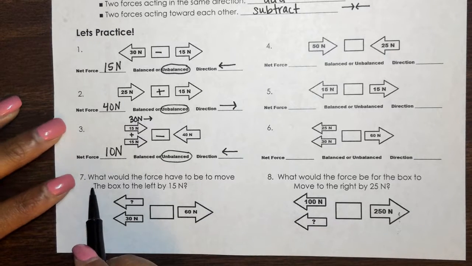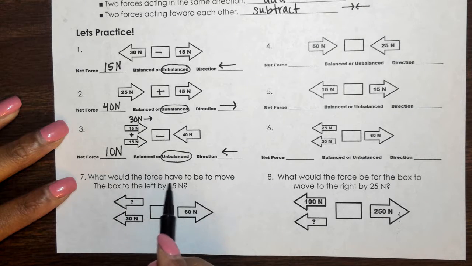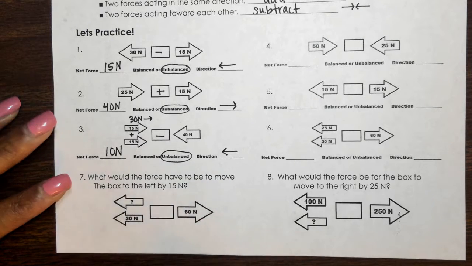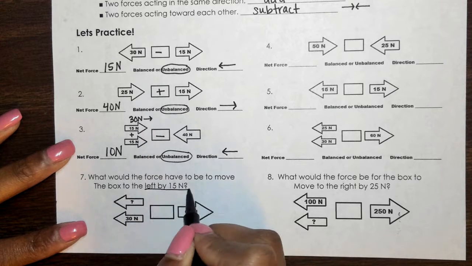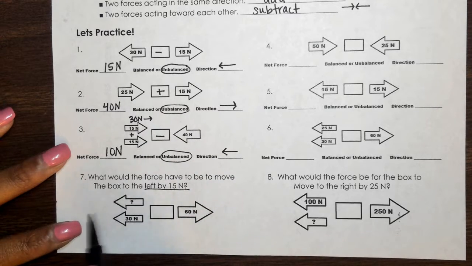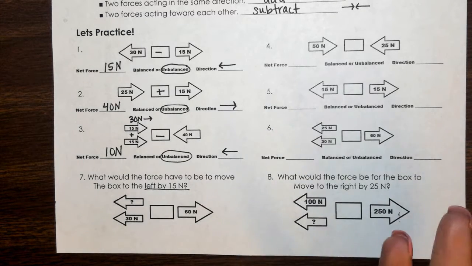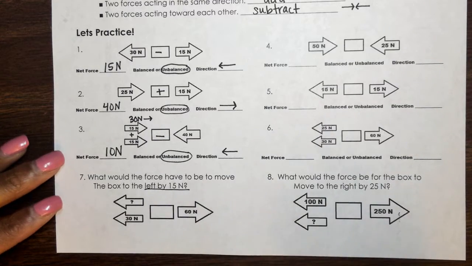All right, number 7. What would the force have to be to move the box to the left by 15 newtons? So we want the box to go in this direction by 15 newtons. You can write an equation. You don't have to. It's just pretty much simple math. I'm going to show you my way, and you can do it your way. I'll do a different way on number 8.